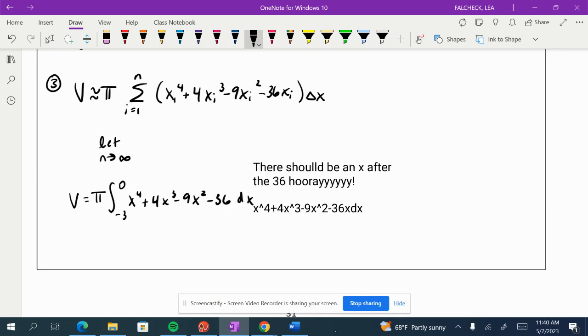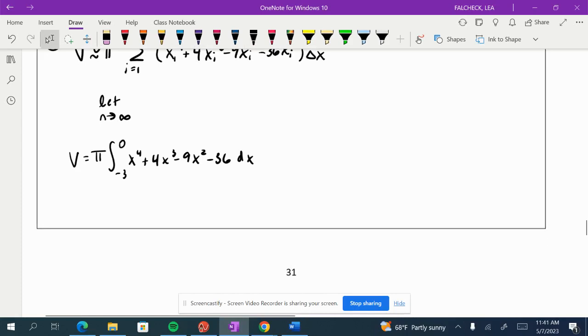And it's so nice that this was kind of split up as a polynomial, because then we can just integrate each piece. And if you pause the video and you want to work this out on your own, on your calculator or on paper, you should get 243 pi over 5 units cubed.